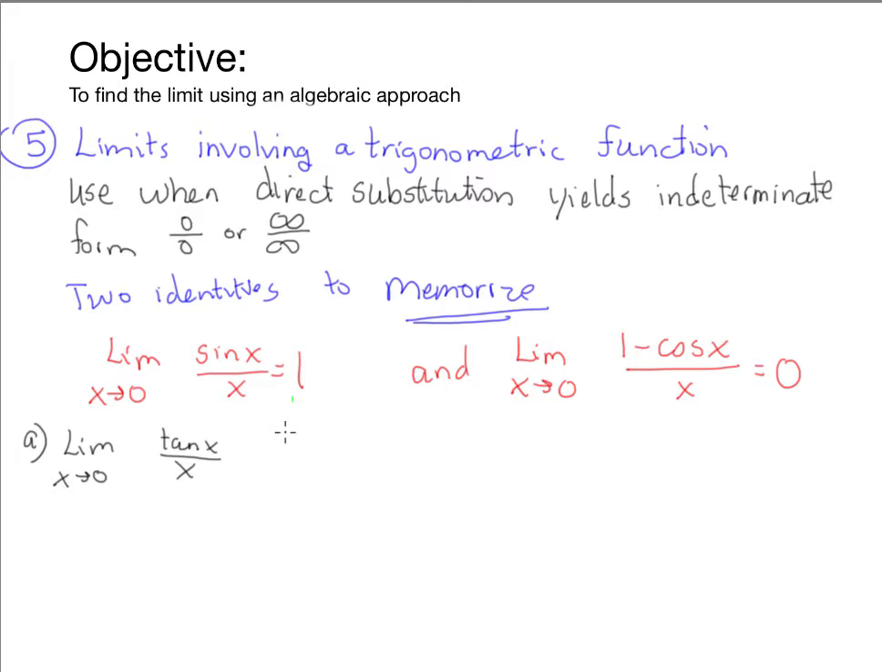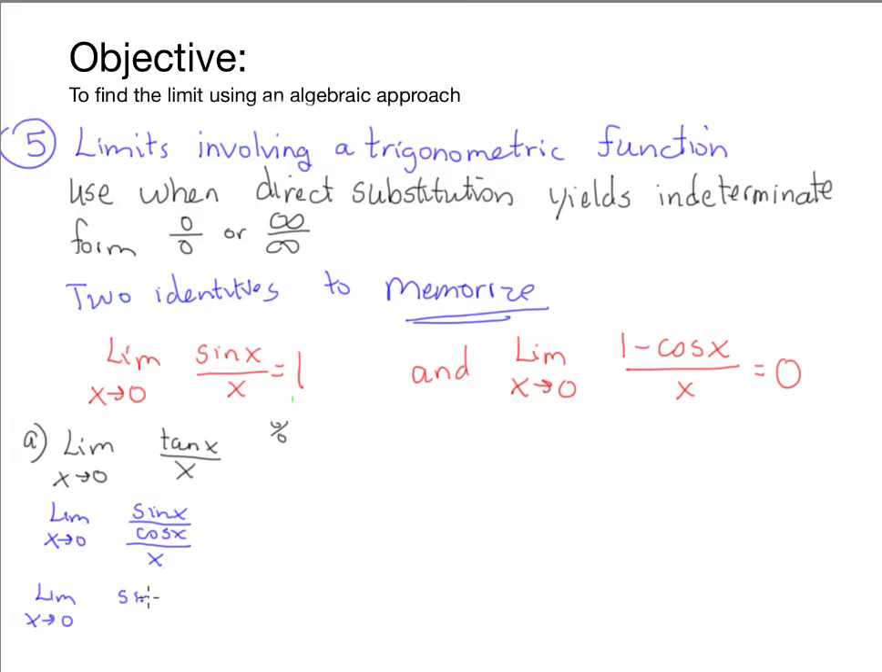First example, we have the limit as x goes to 0 of tangent x over x. Using our unit circle, I know the tangent of 0 degrees is 0, and so I have the indeterminate form of 0 over 0, which means I need to do some sort of work here. It doesn't fit one of these identities we have memorized, so we're going to do some substitution using identities we learned in a previous chapter.